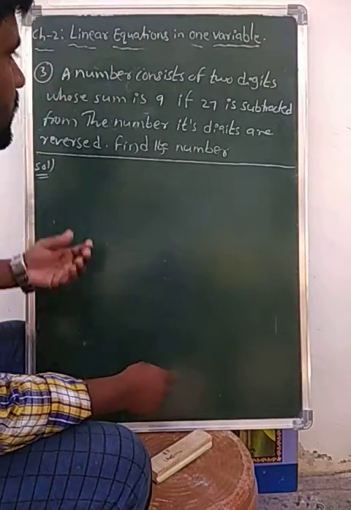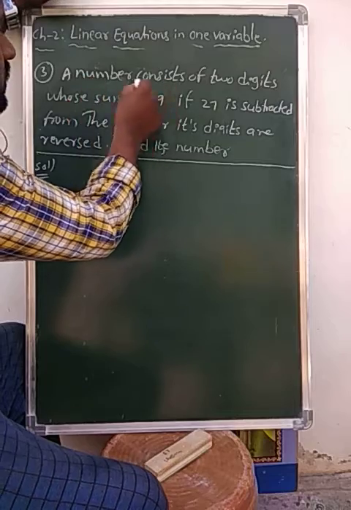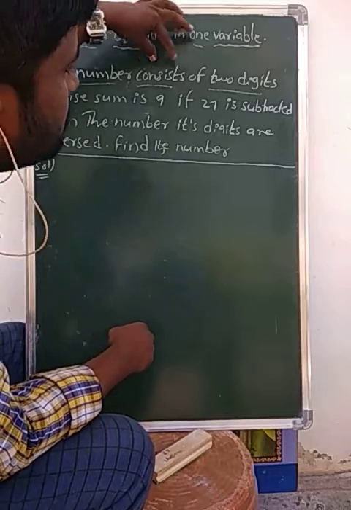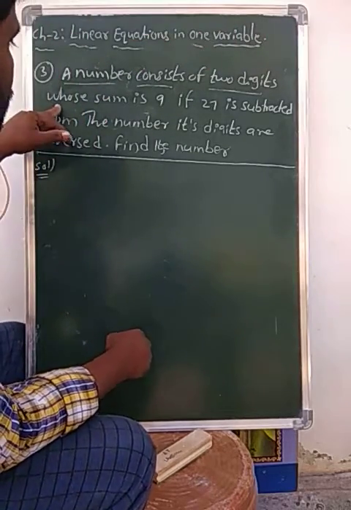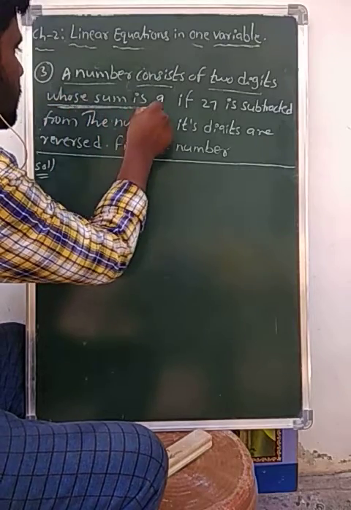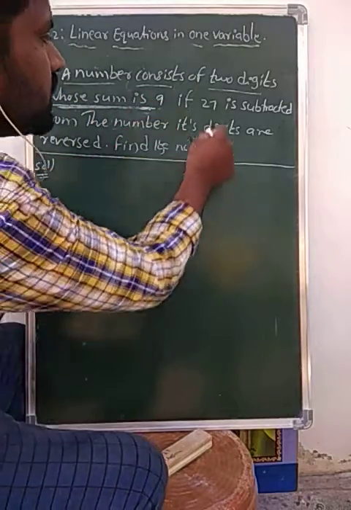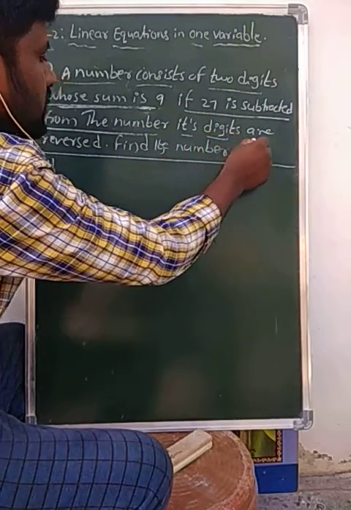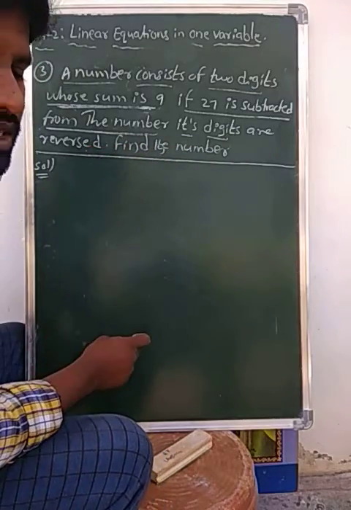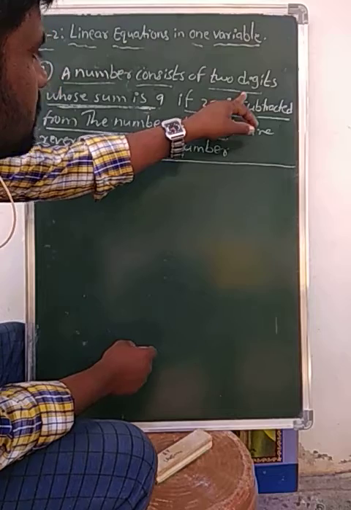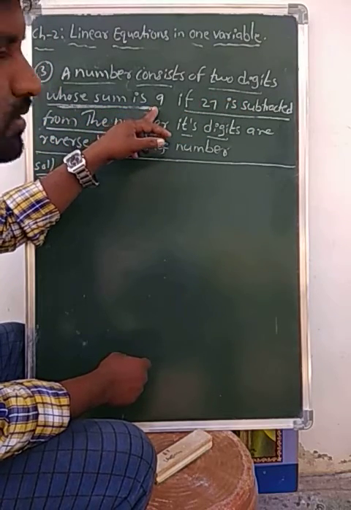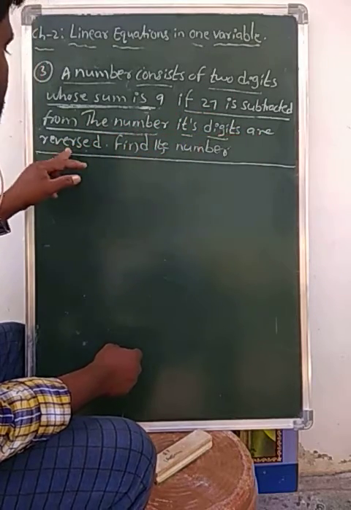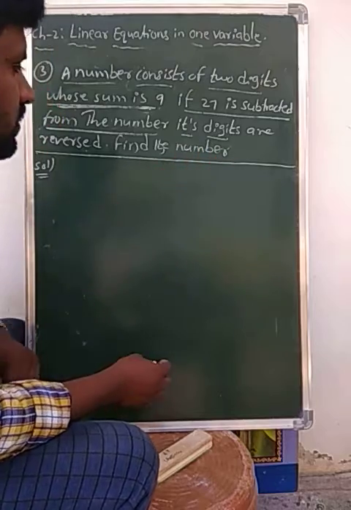Okay students, the question is given like this. A number consists of 2 digits whose sum is 9. If 27 is subtracted from the number, its digits are reversed. Find the number. What is the question? A number consists of 2 digits whose sum is 9. If 27 is subtracted from the number, its digits are reversed. Find the number. So this is the given question.